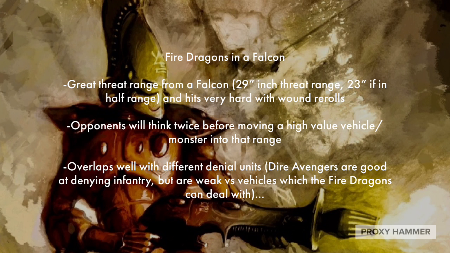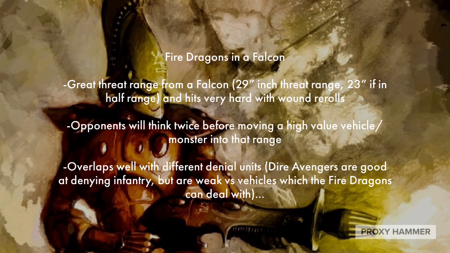But if you have Fire Dragons waiting in your backfield, that's an easy target for them, right? They can just hop forward, kill the Rhino. Your Dire Avengers can unload on the infantry. And at that point, your Dire Avengers can continue to deny ground to your opponent. So they work really well together, and an Eldar army, after all, is all about synergy. Dire Avengers work very well in denying infantry, and Fire Dragons work very well in denying vehicles and monsters and other big stuff that normally the Dire Avengers wouldn't be able to handle.